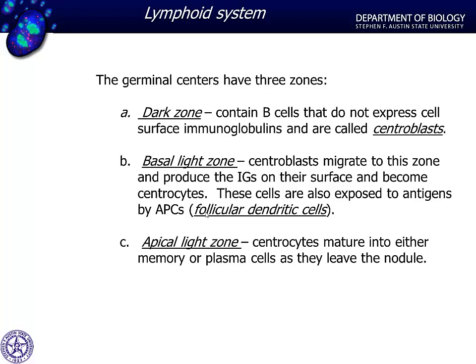Now, in the basal light zone, as we move upwards, we're going to see that these centroblasts migrate into this zone when they start to produce those receptors on their cell surface. And it's this light zone, and it's light because the cells are larger. These are the follicular dendritic cells. We also have macrophages there. And so these larger cells, less dense region, give us this lighter appearance.